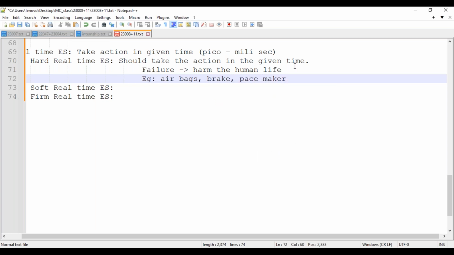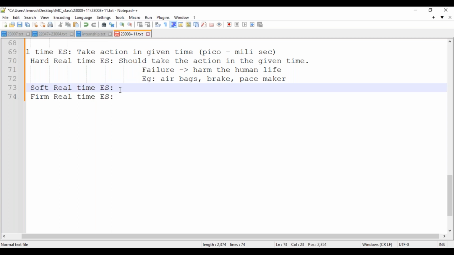Have you heard of a pacemaker? Yes. It is like an artificial heart. It is going to pump the blood. It is going to keep your heart alive. So if the pacemaker is not taking its action in the specified time, that is also going to harm human life. So they are hard real-time systems where failures are not encouraged.